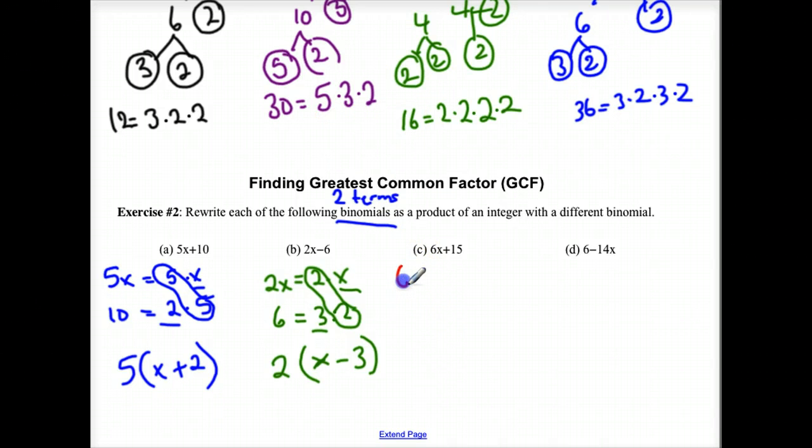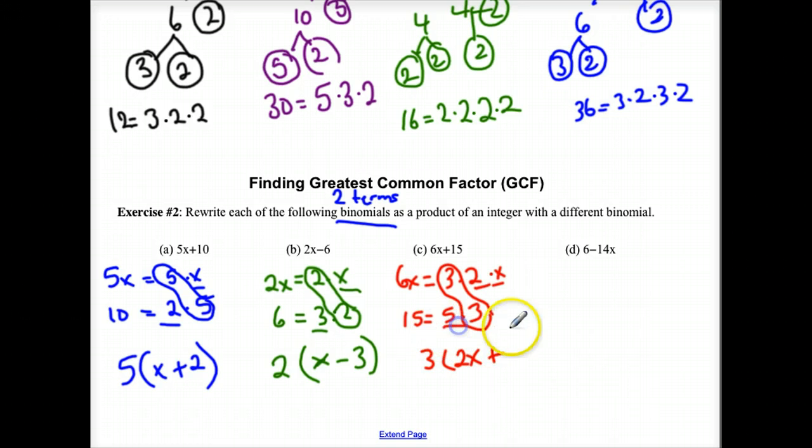Let's see, 6x, I know 6 is 3 times 2 times x, and 15 is 5 times 3. They have a 3 in common, so I take the 3 out. What's left over? 2 and an x. So 3 times 2x plus, and a 5 is left over. Bam.